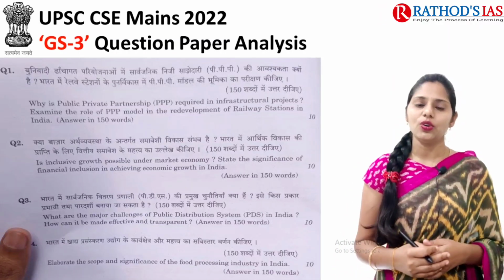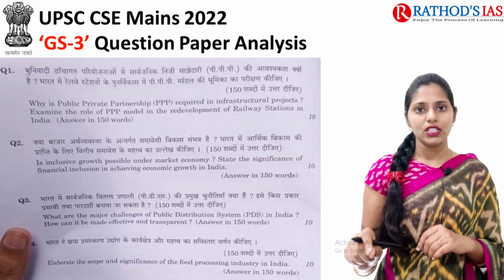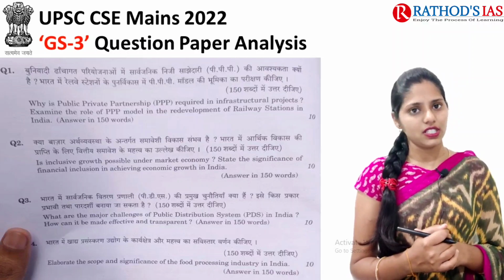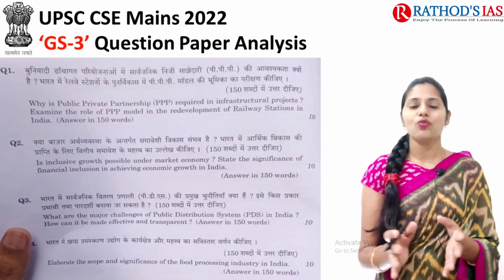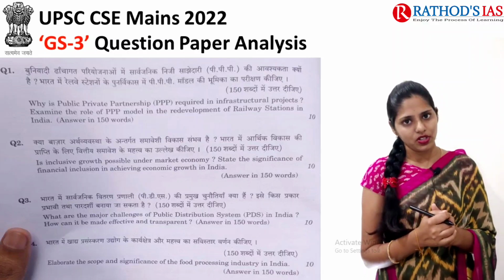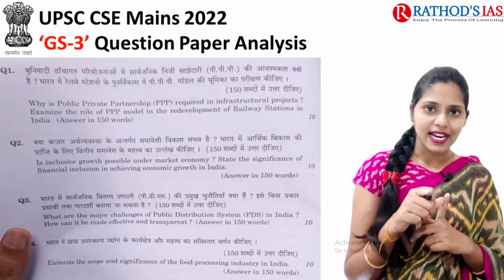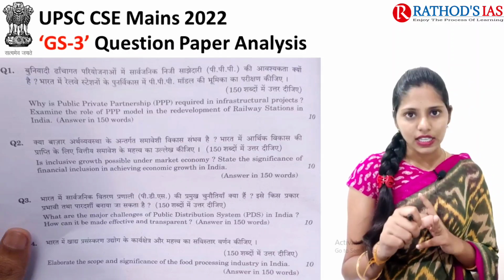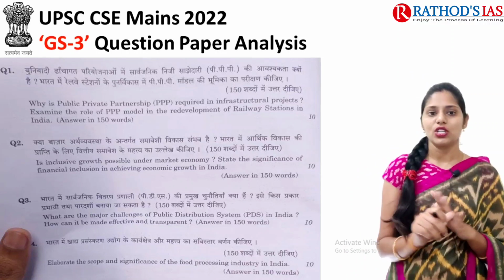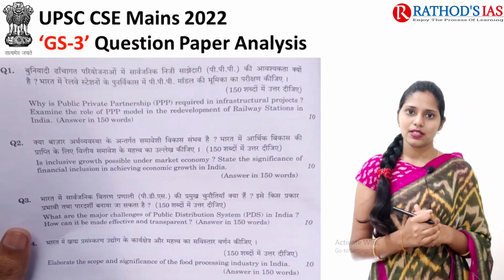Today in this video, we are going to analyze this year's UPSC 2022 Mains GS Paper 3. First of all, you have to know which subjects are present in GS Paper 3. First we have economy, second science and technology, environment and ecology, internal security and disaster management. So this GS Paper 3 includes 5 subjects.